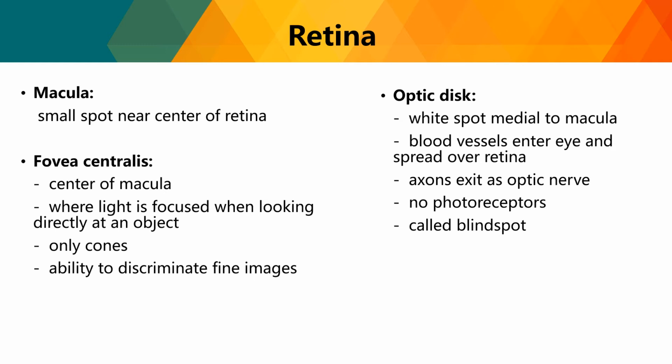And then you will also see an optic disc. This is a white spot medial to your macula. It has blood vessels that enter the eye and they spread over your retina. Axons exit as the optic nerve, and there are no photoreceptors found, and this is actually commonly called your blind spot.